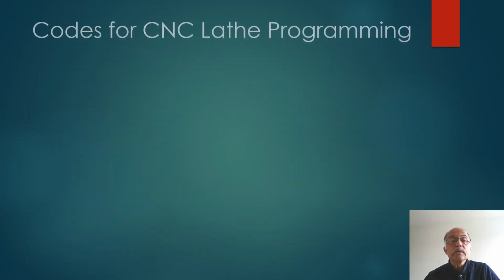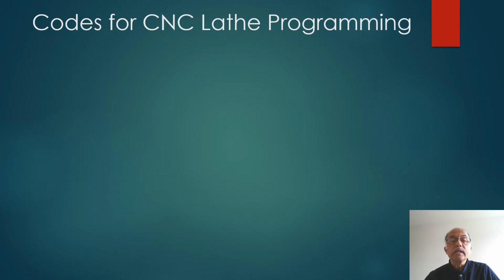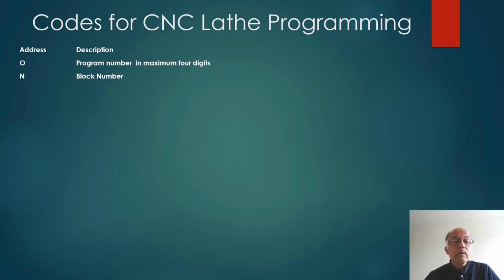Now we'll discuss various codes for CNC lathe part programming. First is O. O refers to the program number. We can give a maximum of 4 digits as the program number. N is the block number. One block means one line of the program. We can give a maximum of 4 digits as the block number.